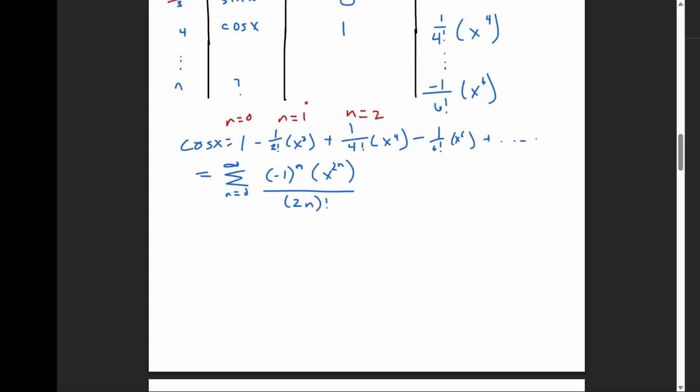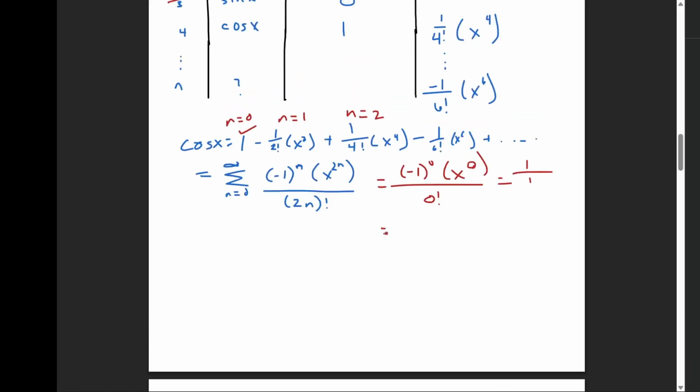So basically if we plug in the n's, we hopefully get our equation. So say we plug in 0, so we have negative 1 to the 0, and then x to the 2 times 0, which is just 0 here. Wow, it's beautiful. And then 0 factorial, right? So negative 1 to the 0 is just 1 times x to the 0 is just 1, right? And then 0 factorial is 1. So this one checks out.